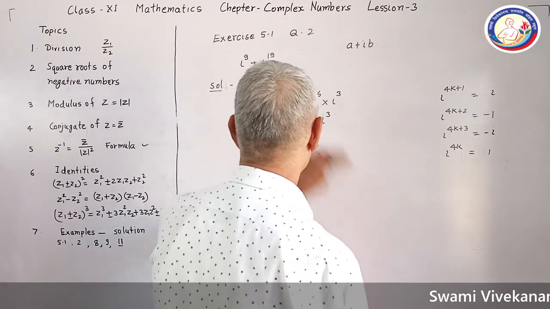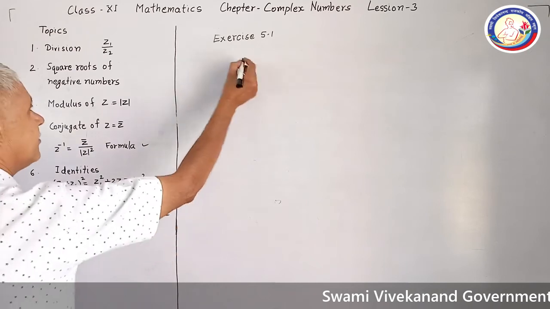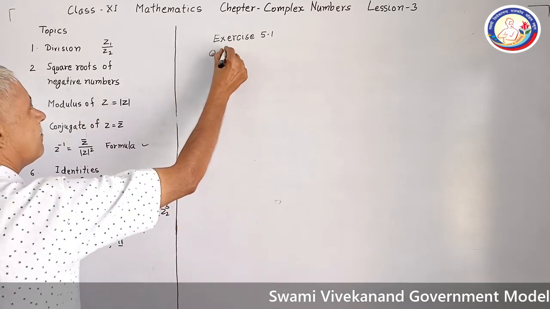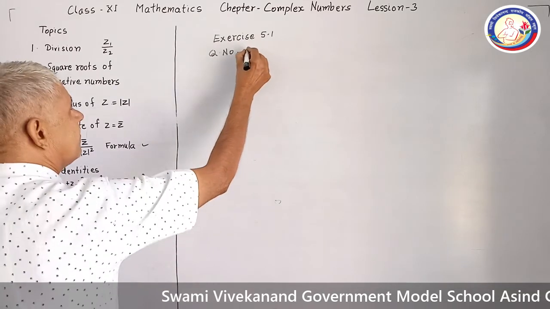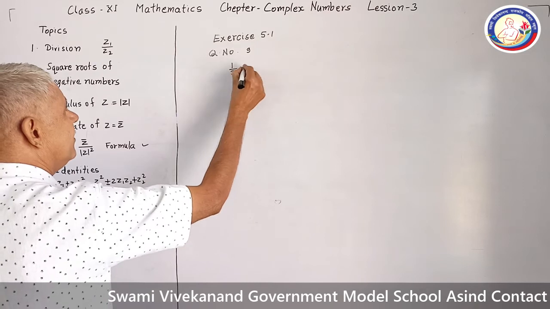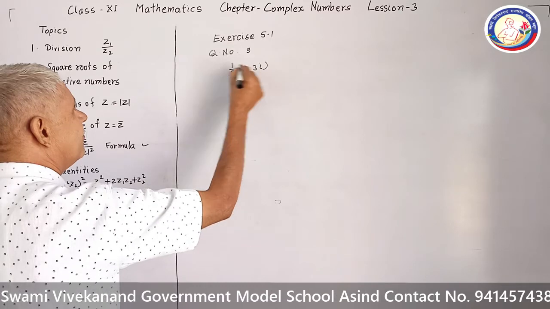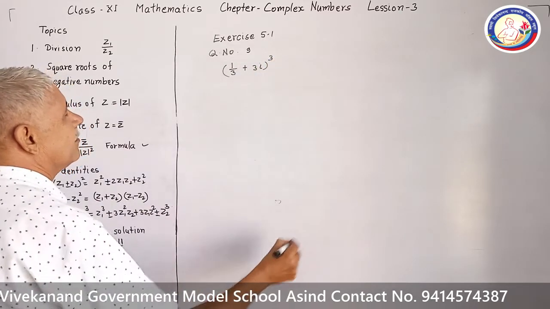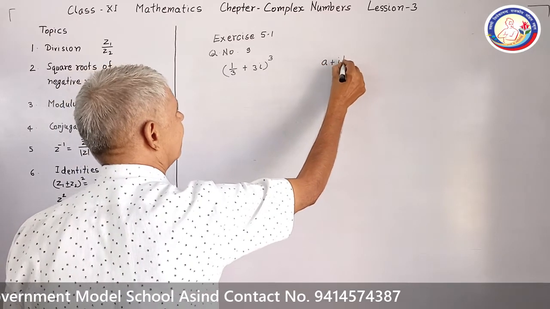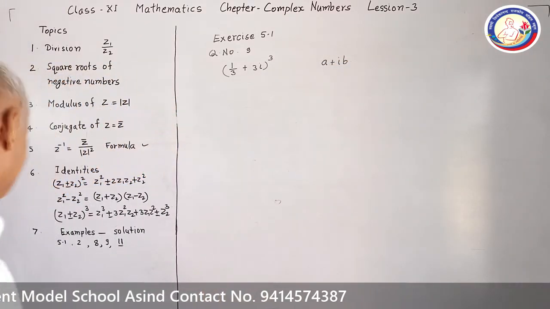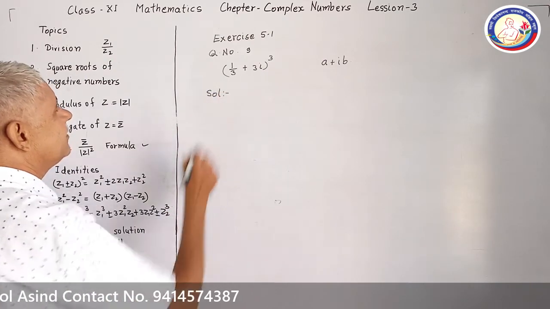Now taking another example for solution. Question number 9: 1 upon 3 plus 3 iota whole cube. We have to write it in A plus iota B form, or simple most form. Solution will be like this.